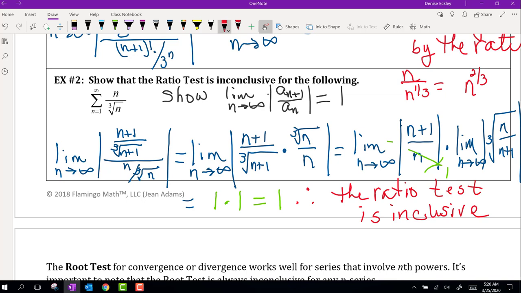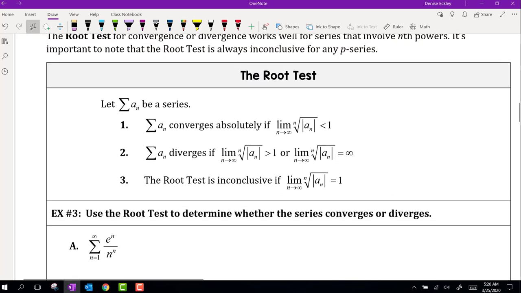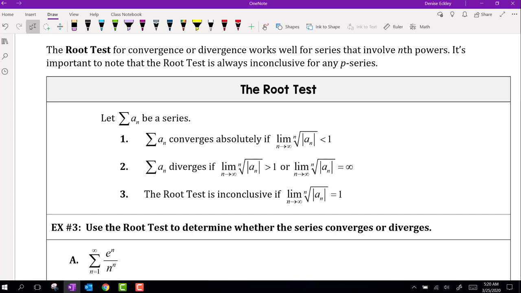And we're going to talk more, as I said, at the end of the lesson about how you go about picking what convergence test. Sometimes you start down a road and you make it more complicated for yourself. So here is our last convergence test, the root test.